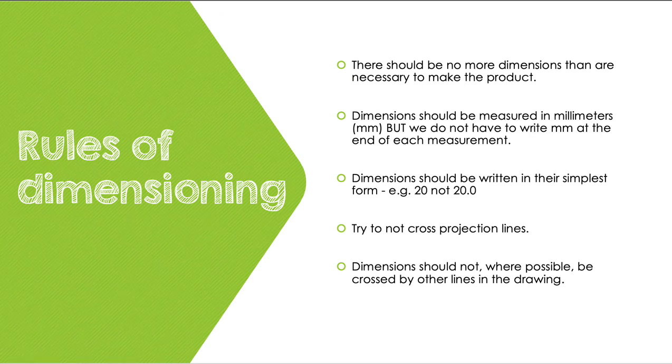Dimensions should always be in millimetres, but you don't have to write millimetres at the end of the measurement. Instead, you would just write it in its simplest form. So, for example, 20, not 20.0.